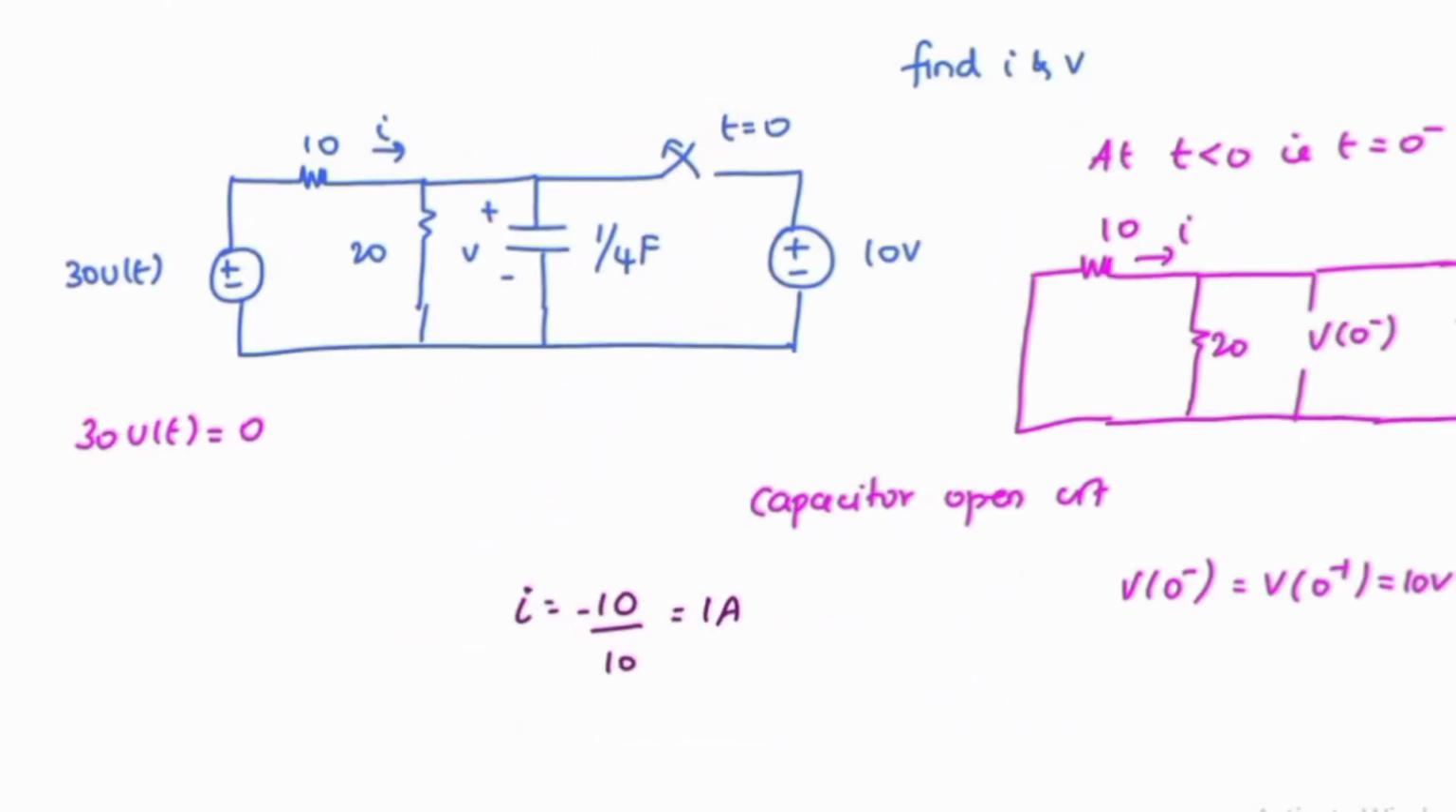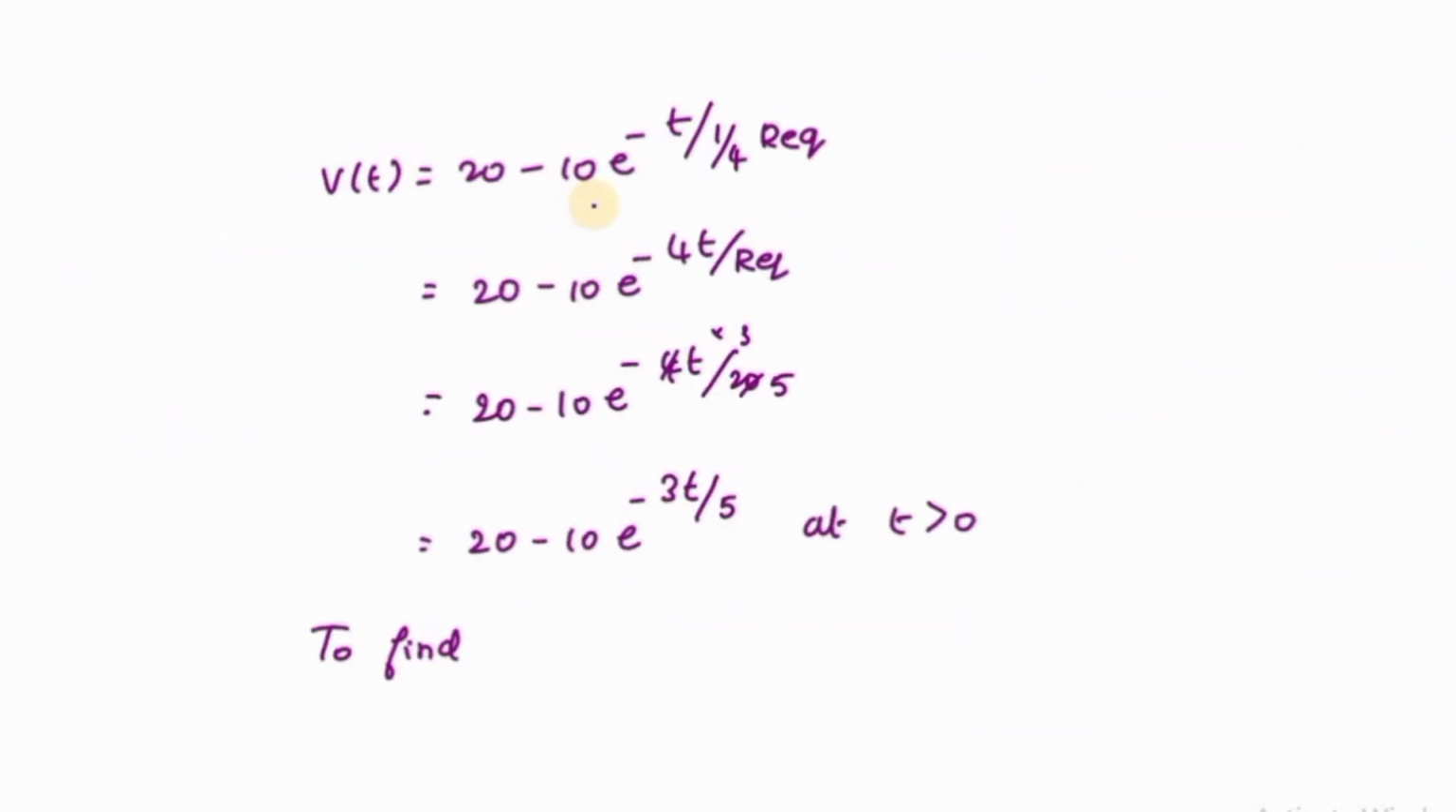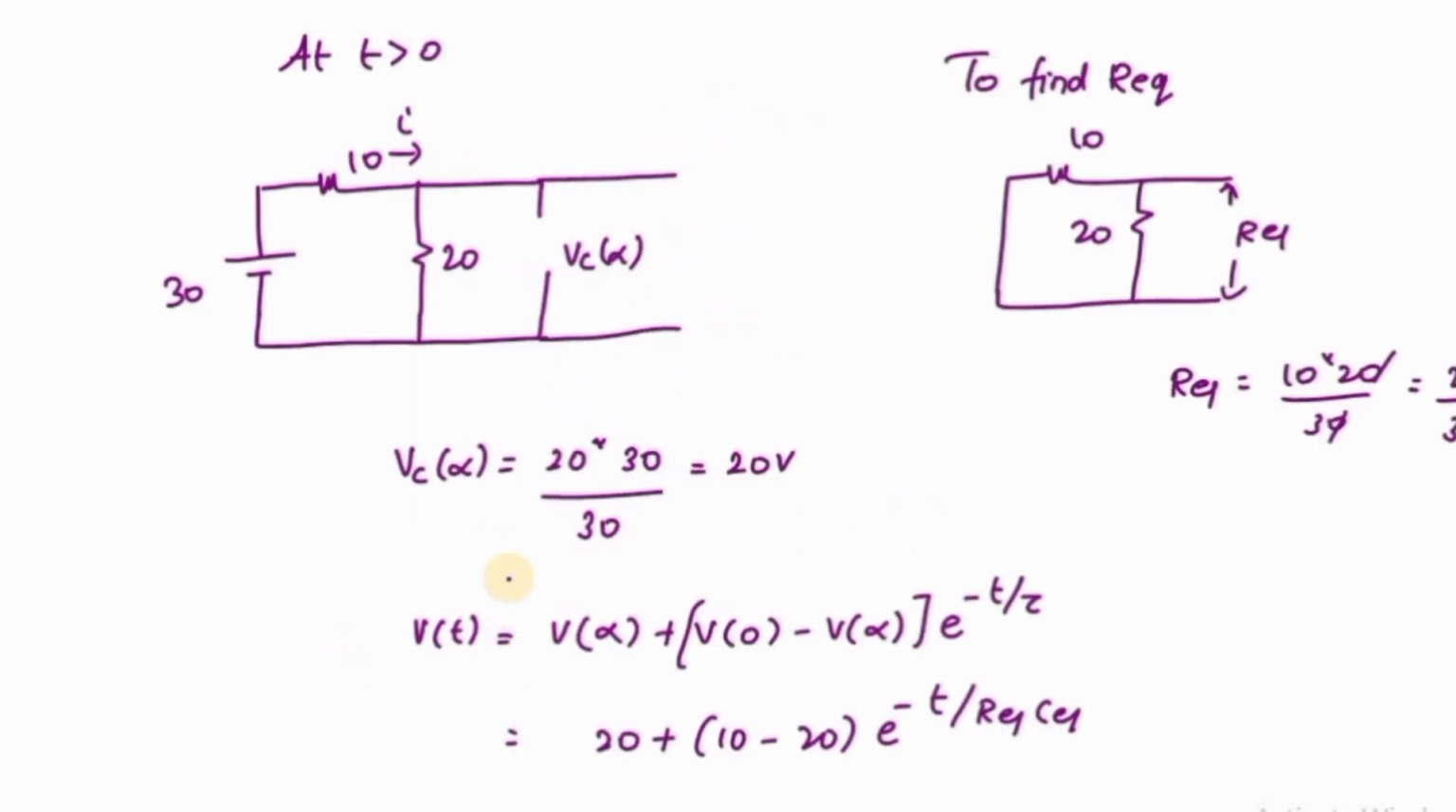So I can write v of t is equal to 20 minus 10 e power minus 3t divided by 5 at t greater than 0. To find I, so what is I? You see the equation, this is I. So the voltage across the 20 ohm is v of t. So I can write 30 minus v of t divided by 10 is equal to I, right?